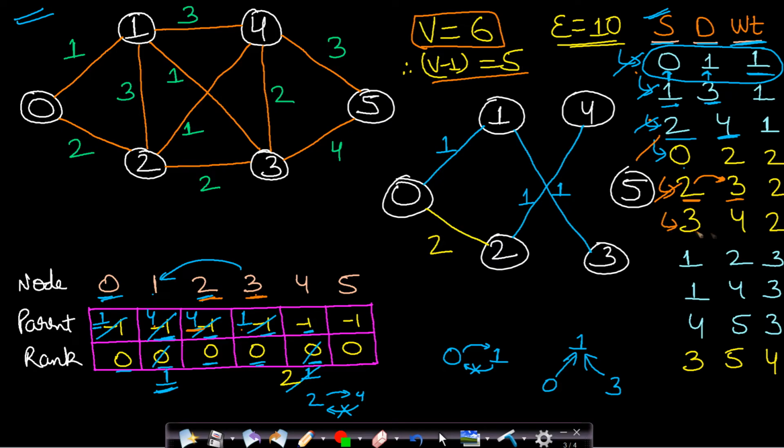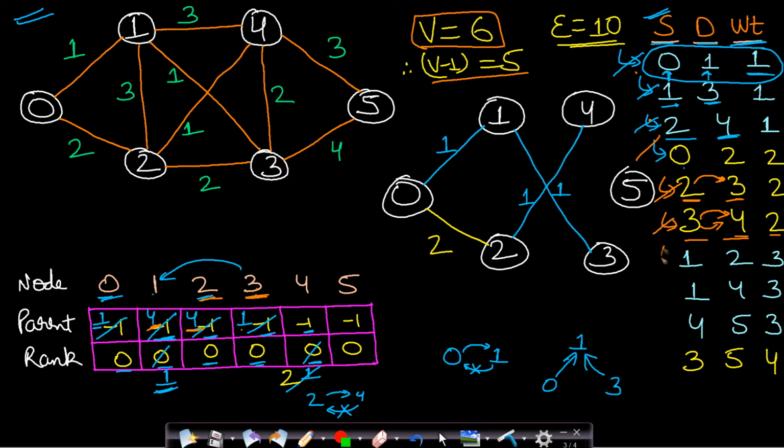Now let us process this next edge from 3 to 4 with weight 2. Now the absolute parent of 3 is like from 3 you go to 1, from 1 you go to 4. So absolute parent of 3 is 4 and the absolute parent of 4 is 4 itself. So they both are having same absolute parents. Therefore there already exists a path from 3 to 4. So you cannot add one extra path from 3 to 4 which will create a cycle. Okay, so we will have to skip this.